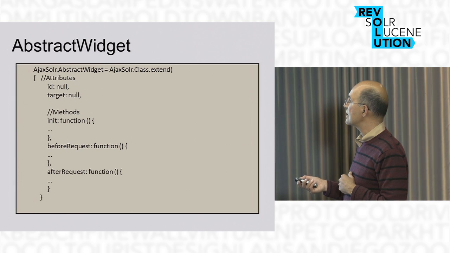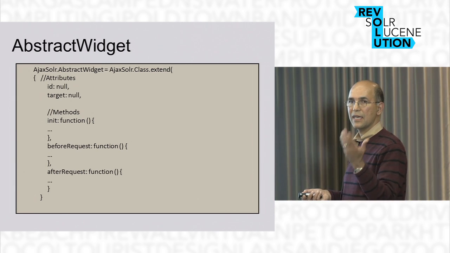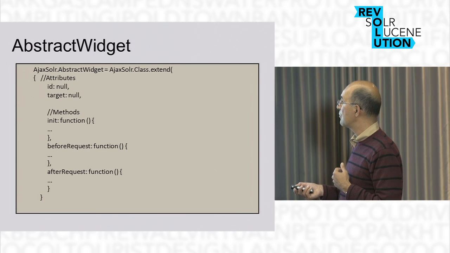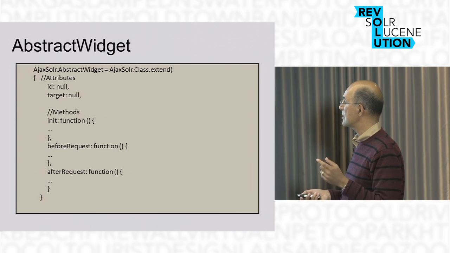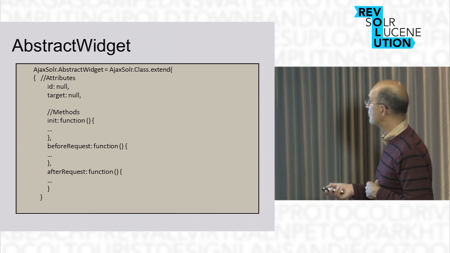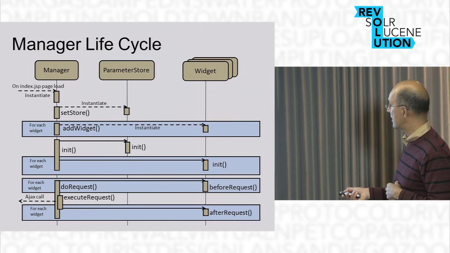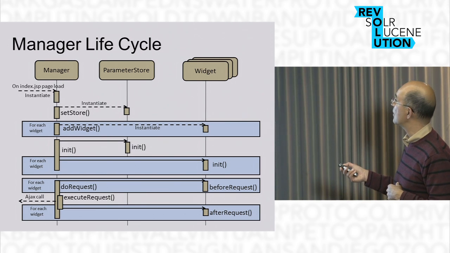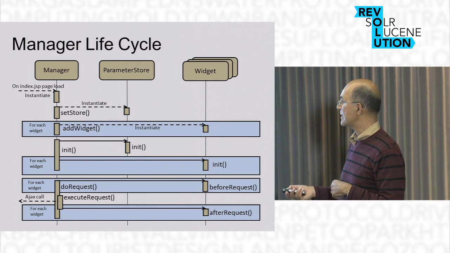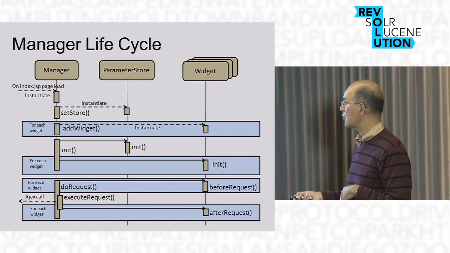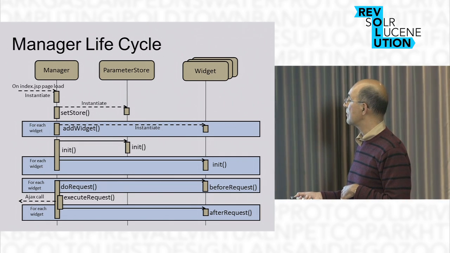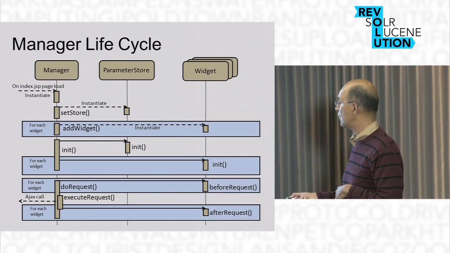The init method, as we talked about, does some initialization work for the widget. Before and after request get called. Just a reminder, here is the flow, and here are the init, before and after methods of the widget being called. And usually what happens is a query request gets started by the doRequest of the manager, and that's how the whole flow works.